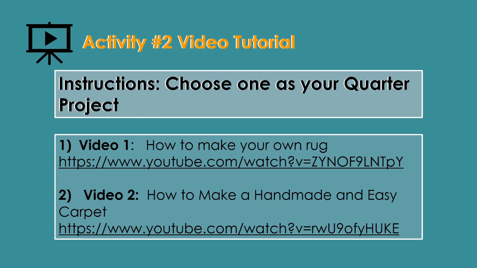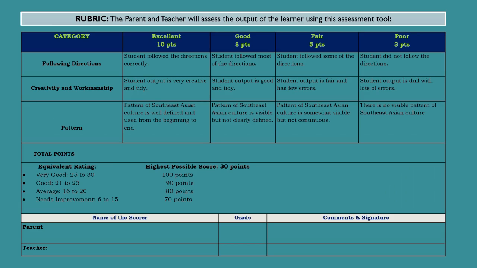Our next activity is watching a video tutorial. Instruction: choose one of your quarter project. You can watch the first video or the second video. Once you're done with these activities, you have to follow this rubric for grading. The highest score that you can get is 30 points, which is equivalent to 100 points. Once done, you need to put your output in your portfolio.